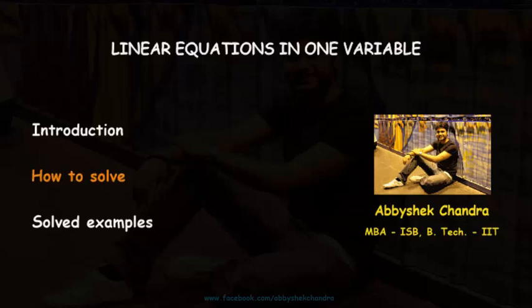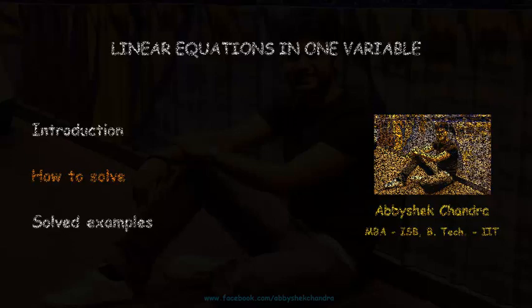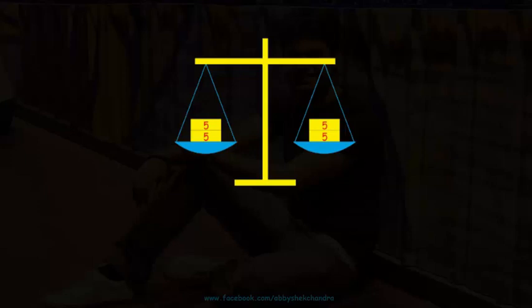In this video, we'll learn how to solve linear equations in one variable. You must have seen a beam balance. A beam balance is balanced when there are equal weights on its two sides. Let us consider a beam balance with 10 kgs on the left side and 10 kgs on the right side. Clearly, the beam balance will be balanced because there are equal weights on the two sides.